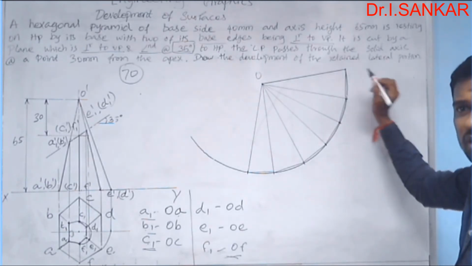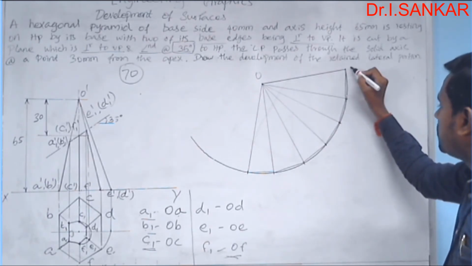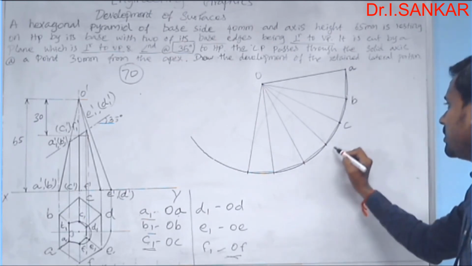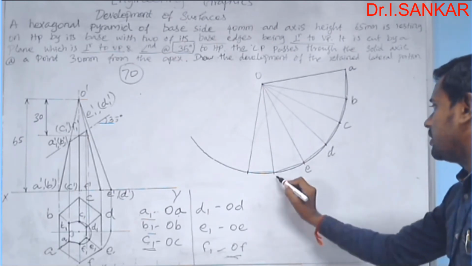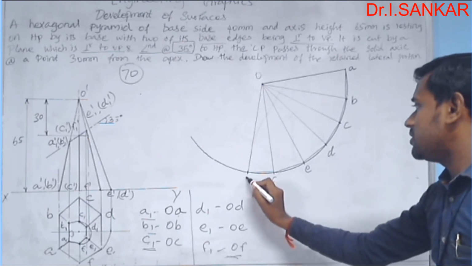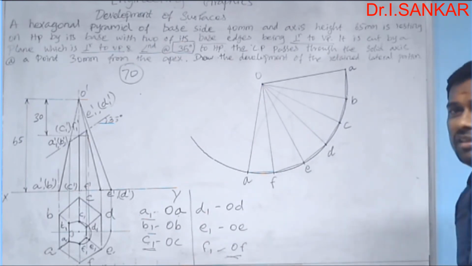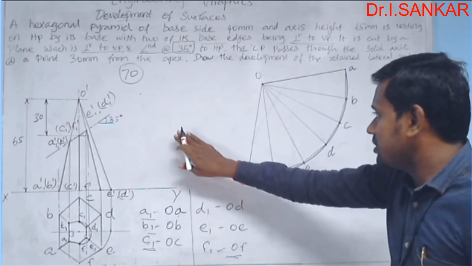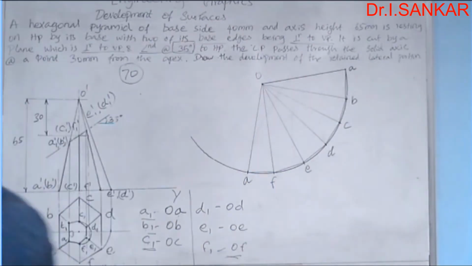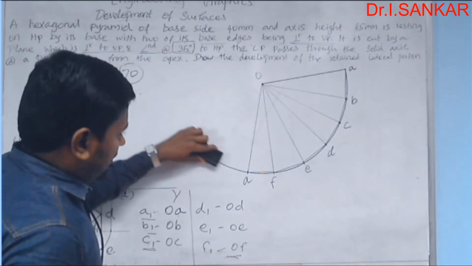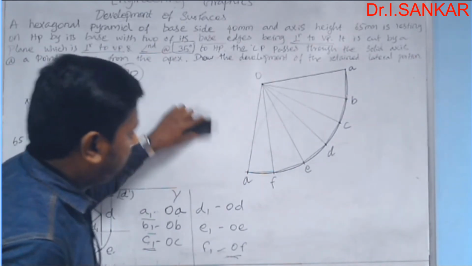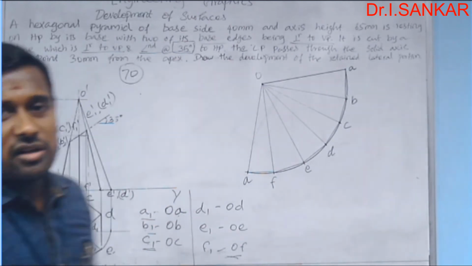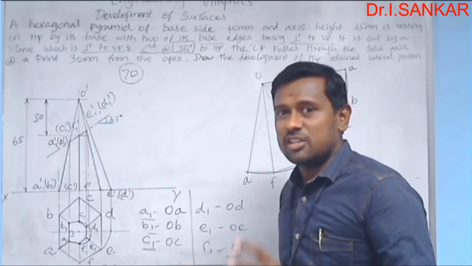Start to mark the base corners here, starting from A, B, C, D, E, F, and end with A. Now I just developed the uncut solid, and this portion is the unwanted portion. You can drop it off. So, uncut solid development. Now we have to mark the same cut points in their respective positions.